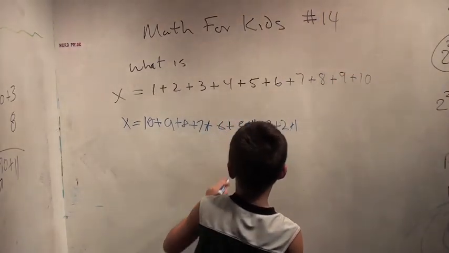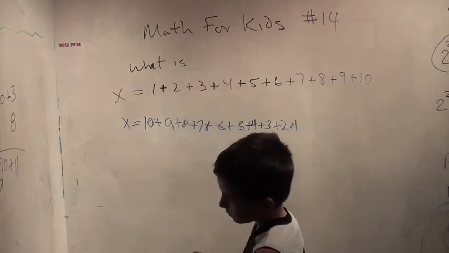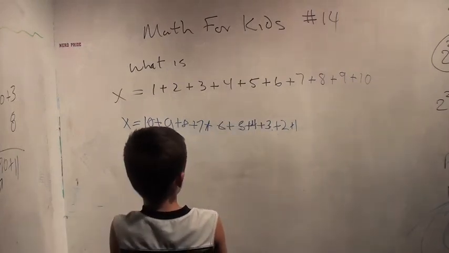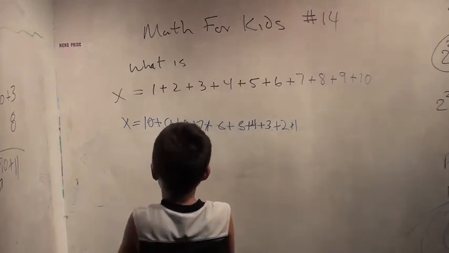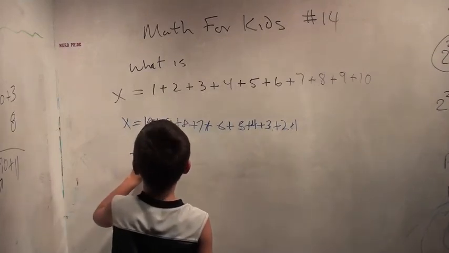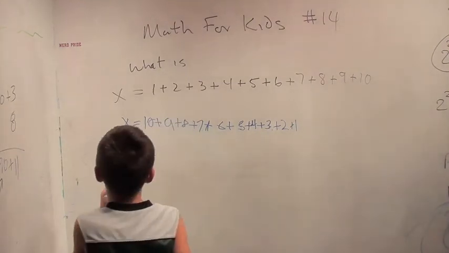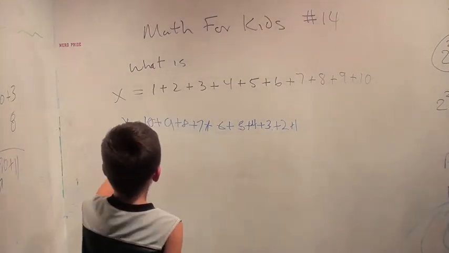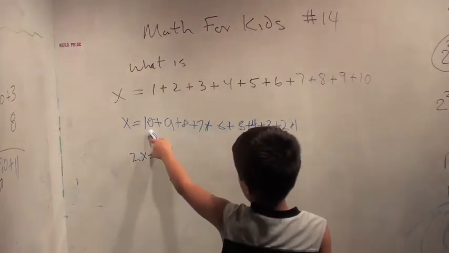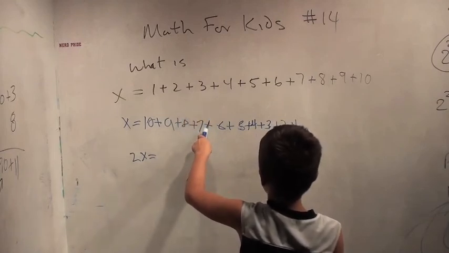Okay. So we can write x forwards, and then we can write x backwards. And what happens when you add those two together? Well, when you add those two together, you get a bunch of 11s. Okay, why do you get a bunch of 11s? Because you see, 10 plus 1 is 11, 9 plus 2 is 11, 8 plus 3 is 11, 7 plus 4 is 11.